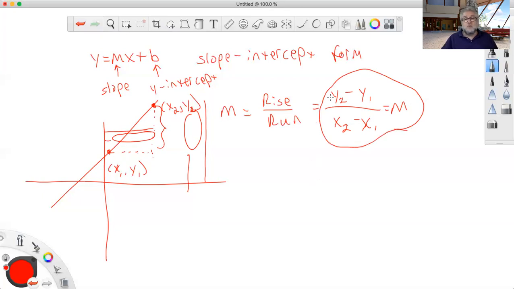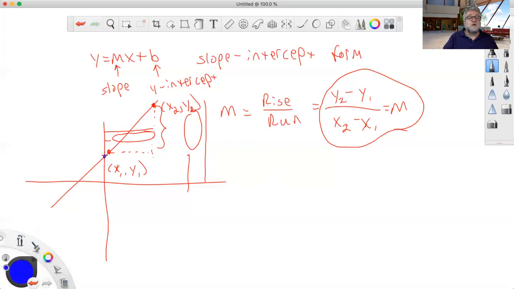It's vitally important that these first two numbers correspond to the same point, and these two numbers correspond to the same point. Doesn't matter which one is which. All that matters is y2 and x2 go to the same point, and y1 and x1 go to the same point. Okay, now right here, let's change color to be pretty.